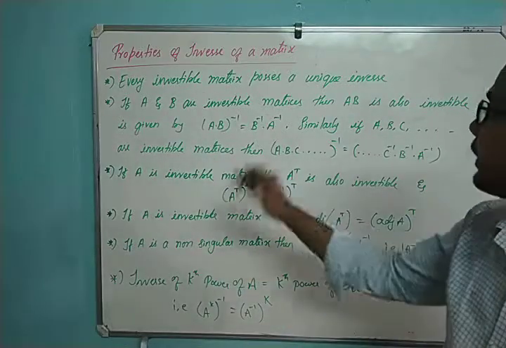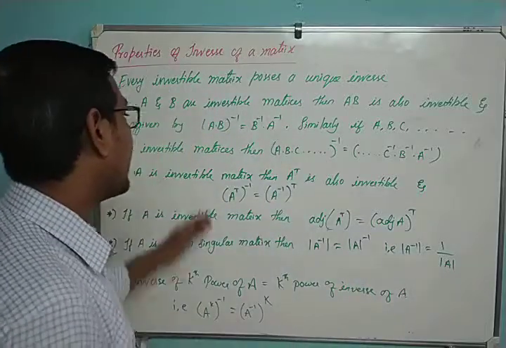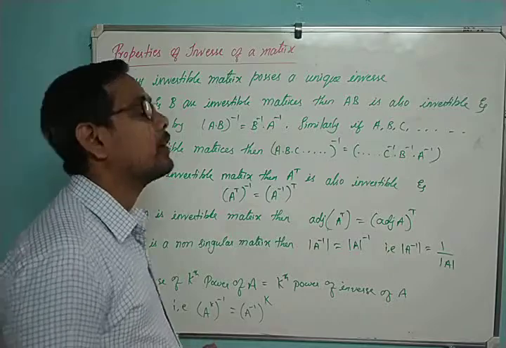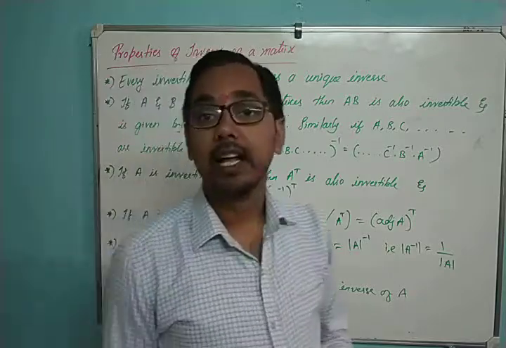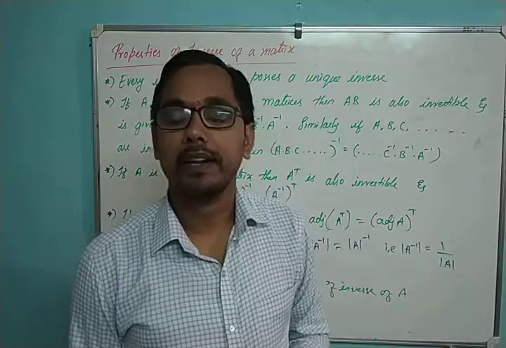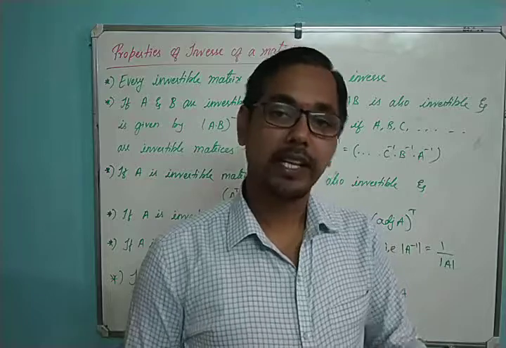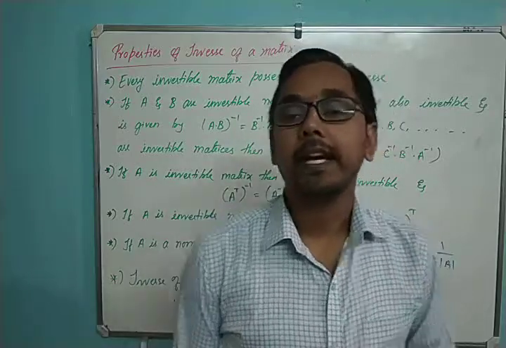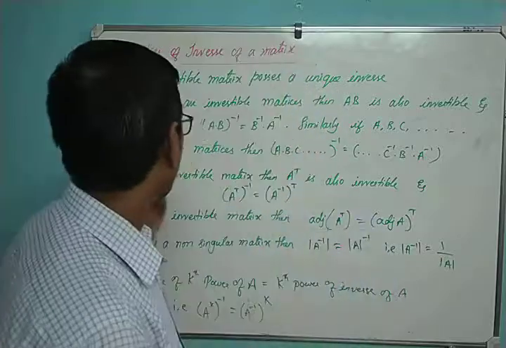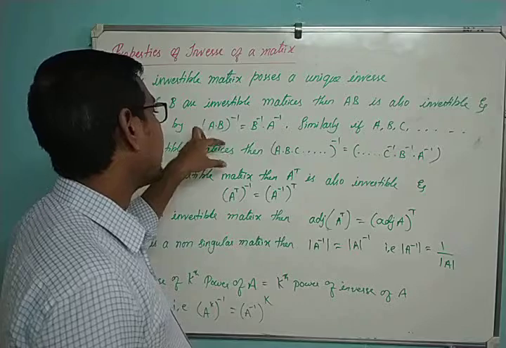Second one, if A and B are invertible matrices, then AB is also invertible, and given by AB whole inverse is equal to B inverse into A inverse, right? So if A and B are invertible matrices, then A into B is a matrix which is also invertible. That means A into B is also having inverse, and whose inverse is given by B inverse into A inverse. So you can see AB whole inverse is equal to B inverse into A inverse. This is written in reverse way.